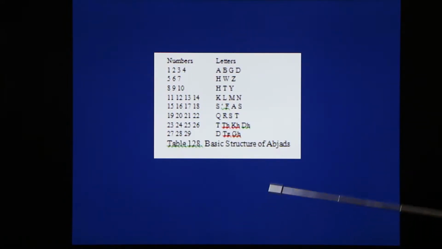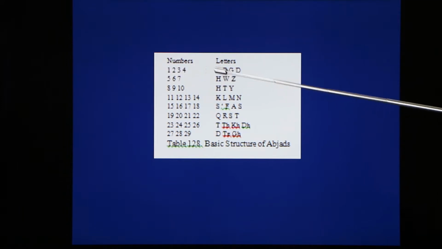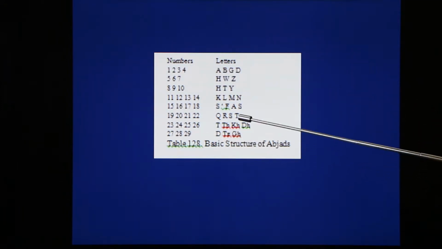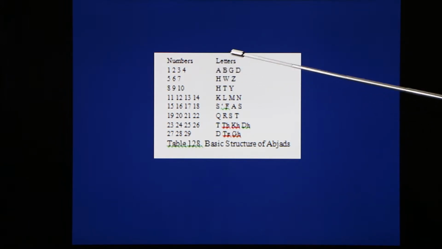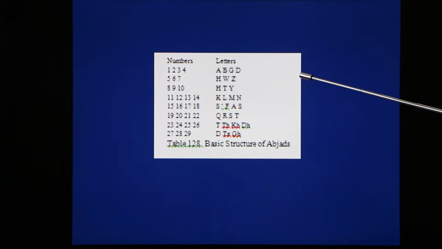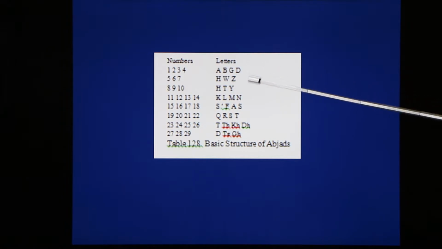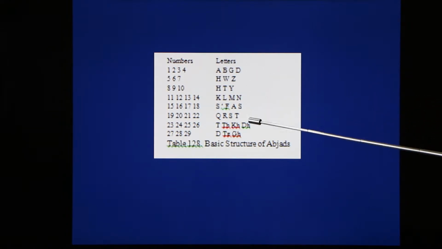Just to remind you, the basic structure of abjads is ABG, or I'll use the word version of the letter sequences. So Abjad, Hawaz, Hutti, Kalaman, Saafas, Qarashat, Thakhadh, and the last one, Dhazagh. And this is for the 28-letter version.